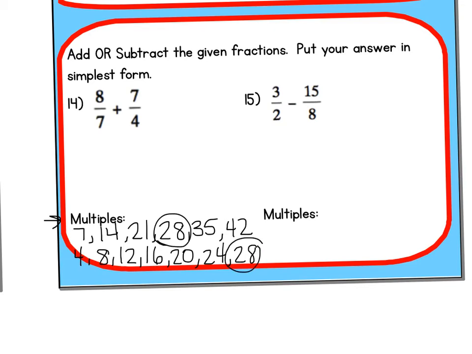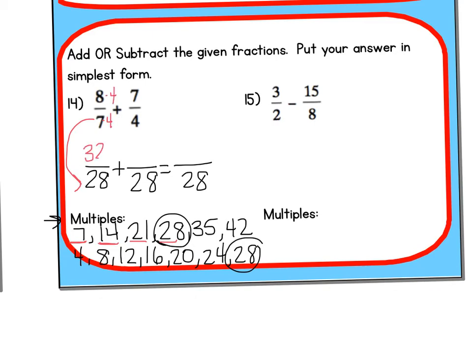So what needs to happen is I need to rename both of these fractions with a denominator of 28. So something over 28 plus something over 28 equals something over 28. So I need to figure out how do I get from 7 to 28. If I look down here, you'll see that I multiplied by 1, 2, 3, 4. So I have to multiply by 4 here, and what I do to the bottom, I have to do to the top. 8 times 4 gives me 32.